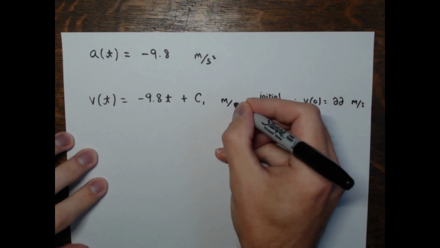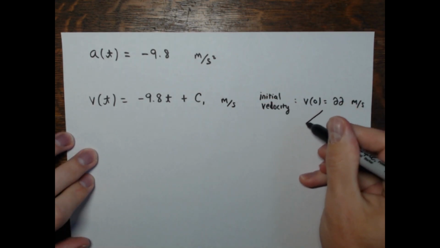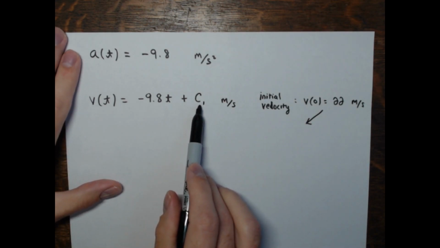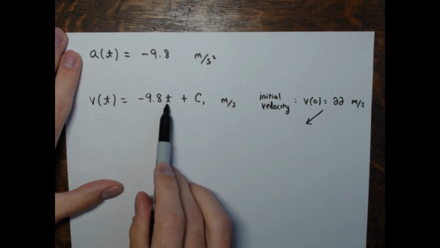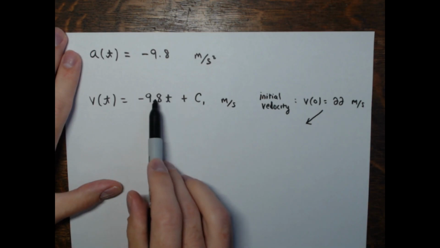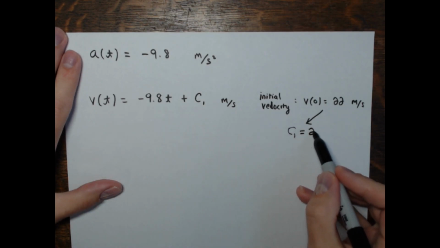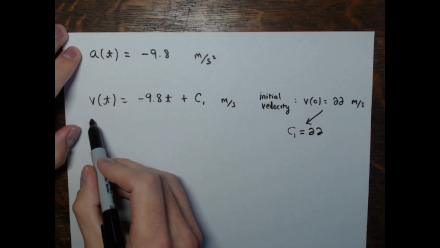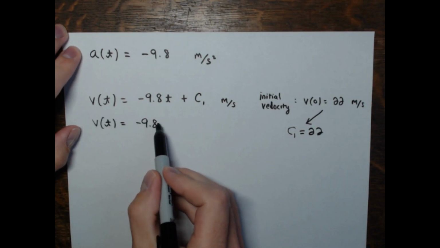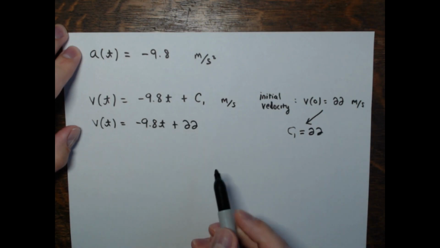Again, this will be meters per second for velocity. Well, if I plug this in to my velocity function here, can you see how c1 must be 22? Because you plug in 0 for t, this negative 9.8 t will be 0. So you'd have c1 equals 22. Right, so there's the value of c1. So here's our velocity function now, negative 9.8 t plus 22, meters per second.